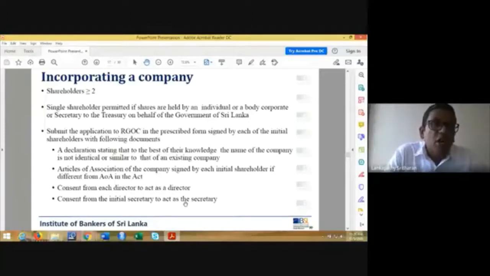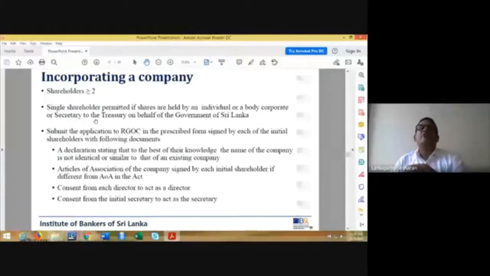I have already asked you: how many shareholders are needed at least to incorporate a company? There should be at least two or more shareholders to incorporate a company. But in special circumstances, one person can incorporate a company, a single shareholder. In which circumstances? I have already given it. A single shareholder is permitted if the shares are held by an individual or body corporate, or the Secretary to the Treasury on behalf of the Government of Sri Lanka. Otherwise, generally two or more shareholders are necessary. Understand?